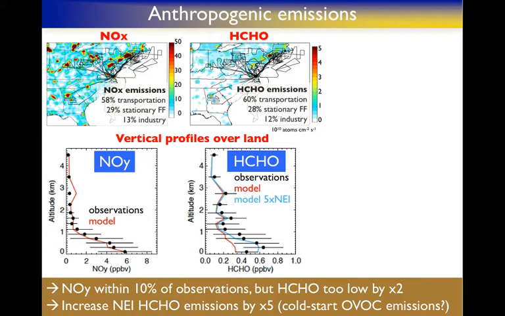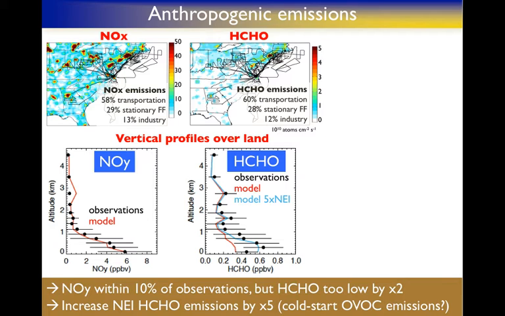And a lot of the formaldehyde observations show that the enhancements are highly correlated with CO, indicating that this formaldehyde is primary in origin, probably from transportation. And in order to match the observations, we had to increase the primary formaldehyde emissions by a factor of 5. And we think that one idea as to why that could be is that the NEI emission inventory might underestimate the cold starts VOC emissions, in particular formaldehyde emissions.